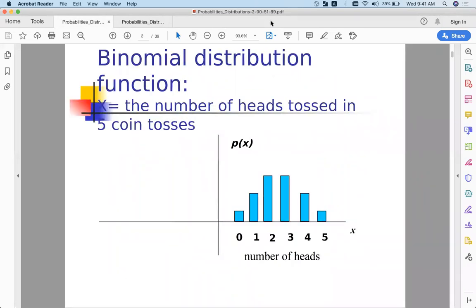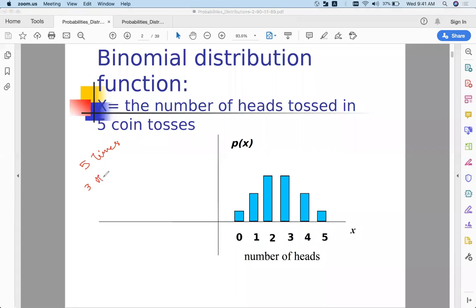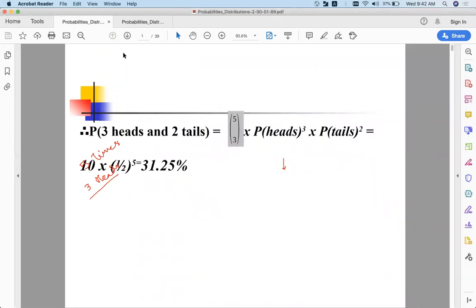Okay, so what they're trying to interpret is, in the previous example, the question was when you flip a coin 5 times, what is the probability that you will see exactly 3 heads, right? So this is a problem that we discussed in the previous slide, correct? Now those 3 heads is basically this particular value. So what is the value that we got there? The value was 31.25%.